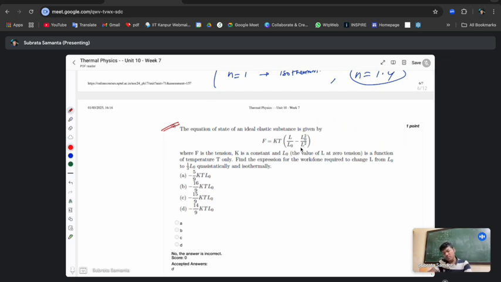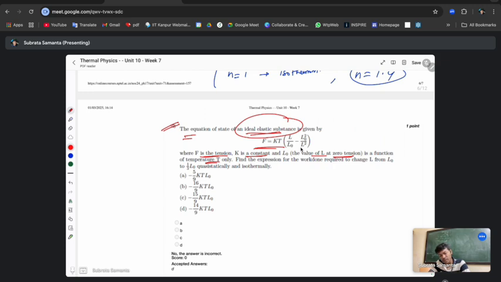For the equation of state of an ideal elastic substance. This is not a gas, it's an ideal elastic substance. The equation of state is given as F equals some constant K times T. K is some constant, F is the tension, and L is the length. L0 is the length at zero tension, where F equals 0, and it is a function of temperature.